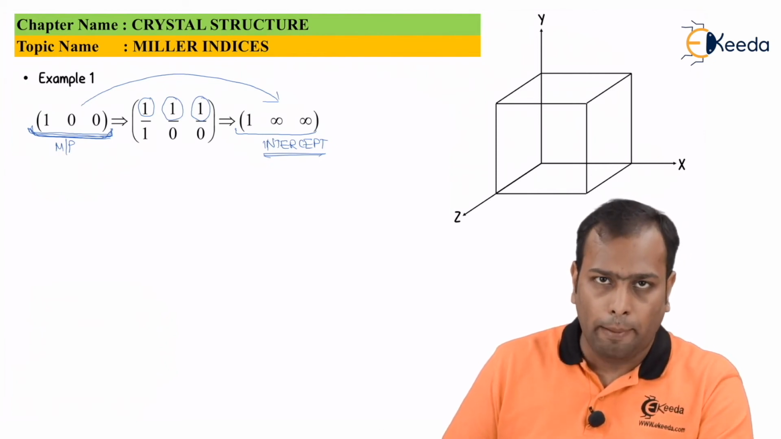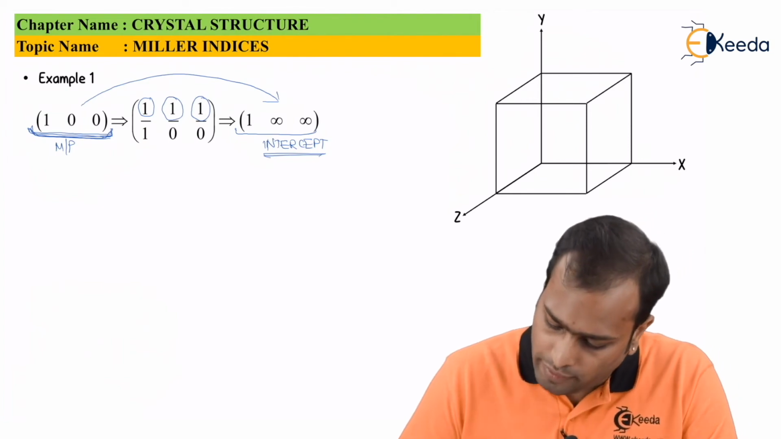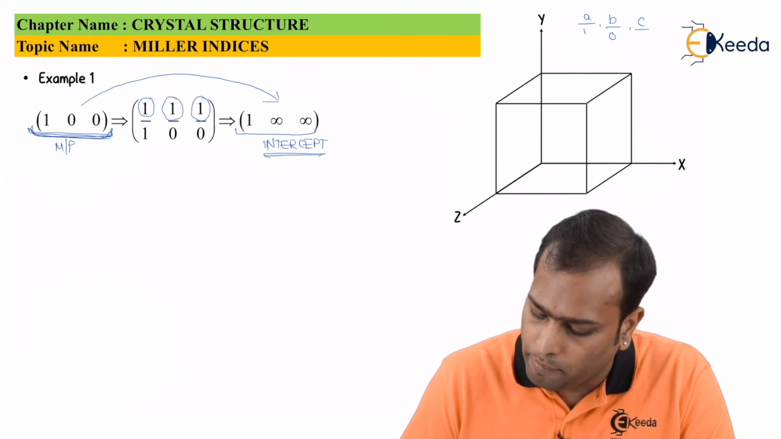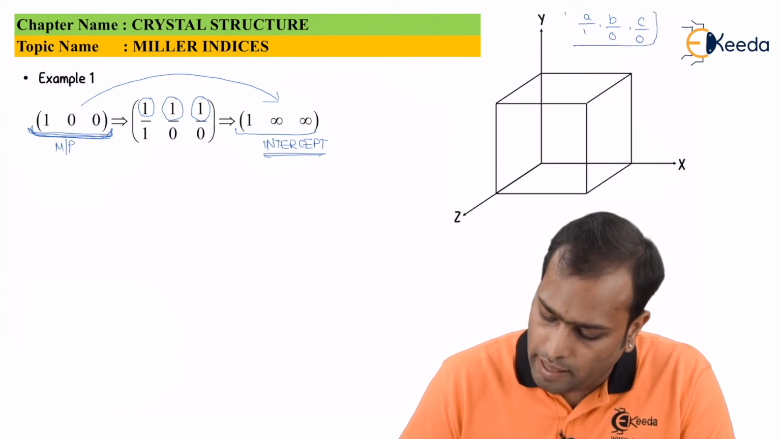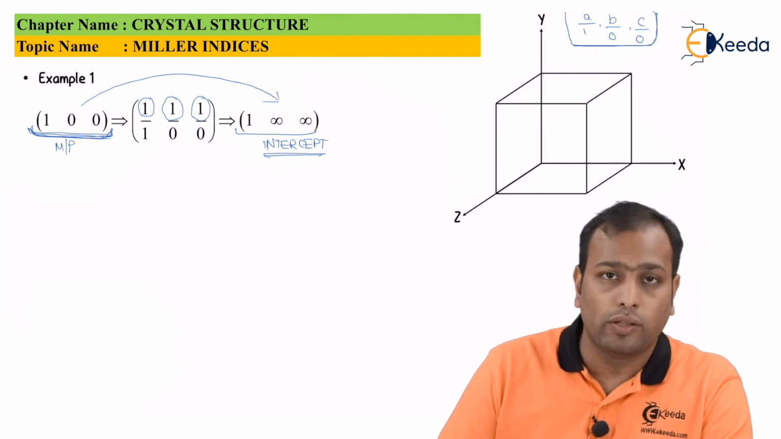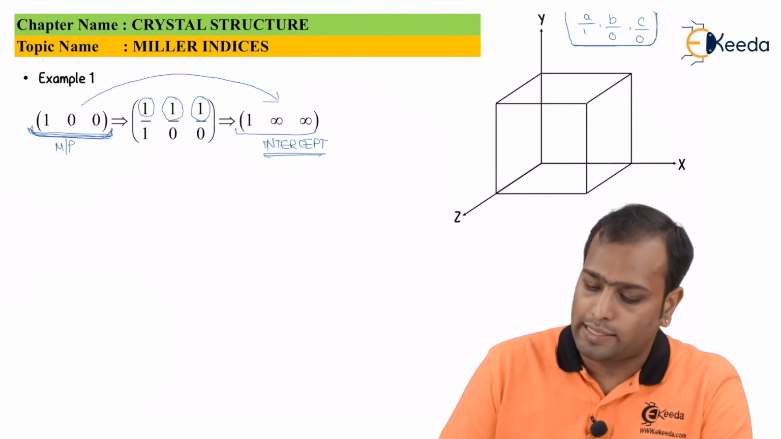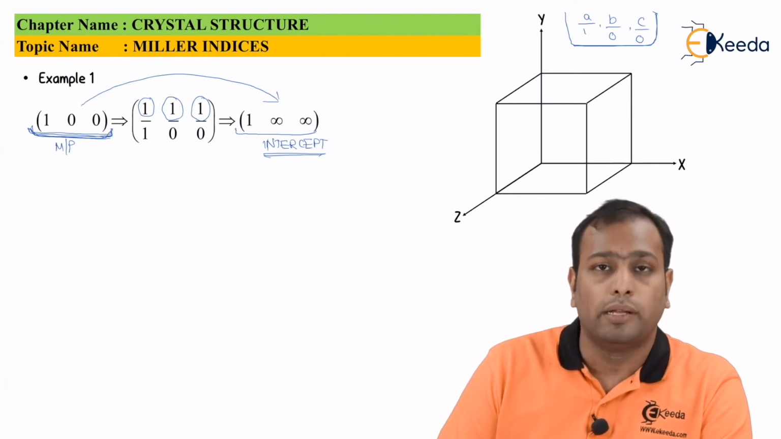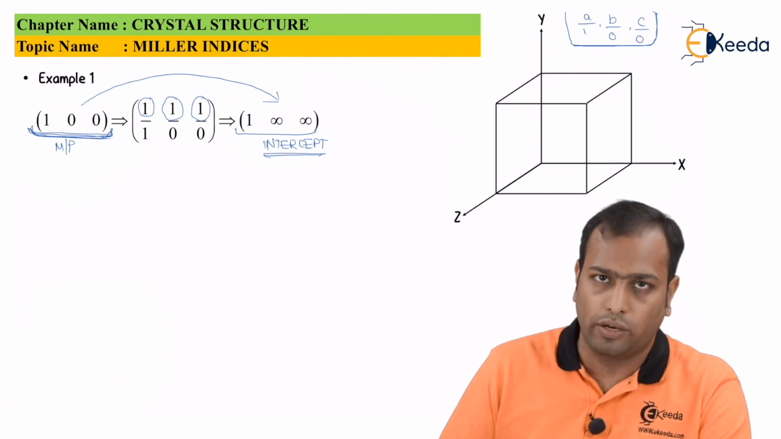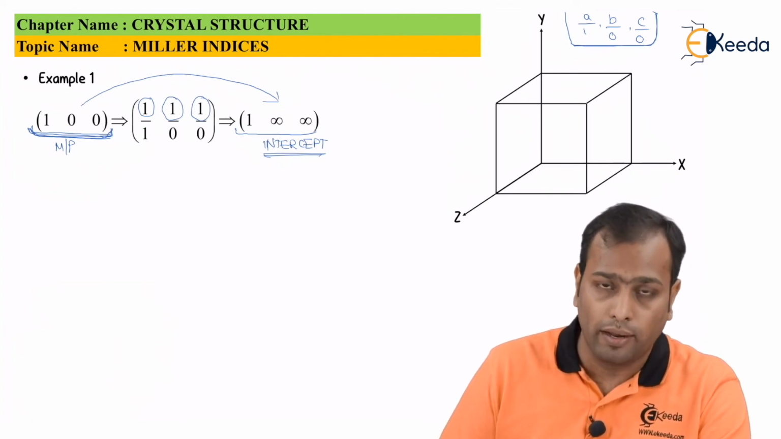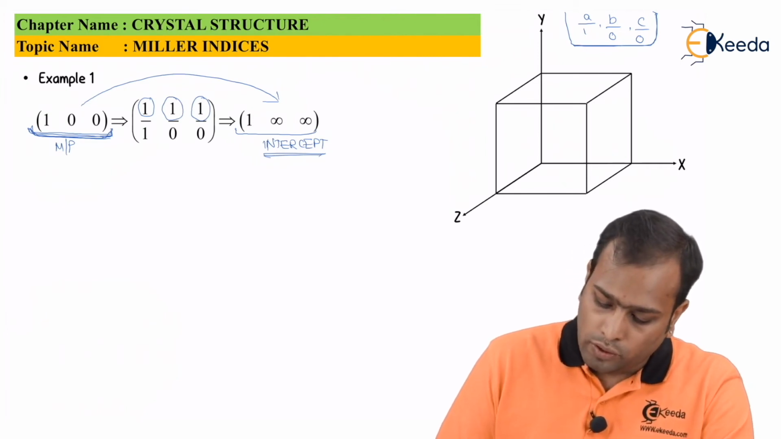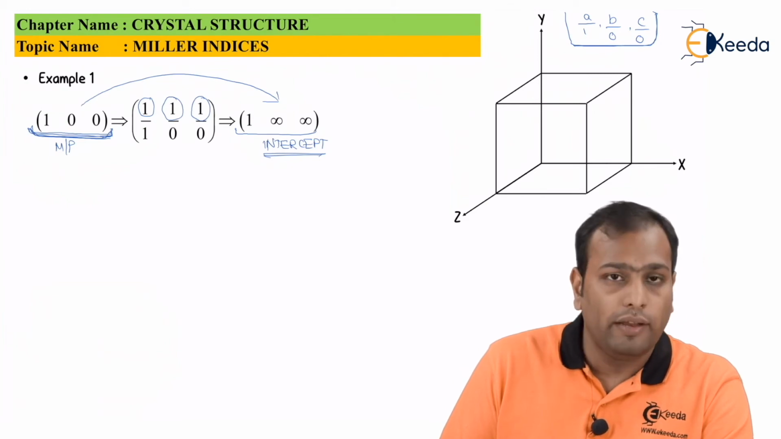If it would have been A, B and C, my ratio would have been A upon 1, B upon 0 and C upon 0. This would be happening only if my unit cell is having A length on the x-axis, B length on the y-axis and C length on the z-axis. But since for simplicity we are considering a simple cubic cell which is having equal length on x, y and z, which is 1, we would be using only this. So I'll get the result as 1, infinity and infinity.